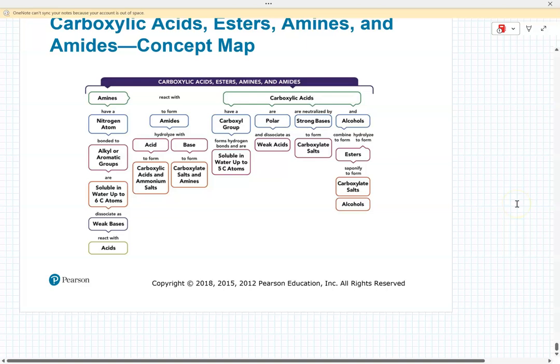Okay, so that wraps up our conversation about carboxylic acids. I want to remind you all that this is the end of the material that will be on the next exam, number 3. Lipids aren't there. Making sense? Okay.